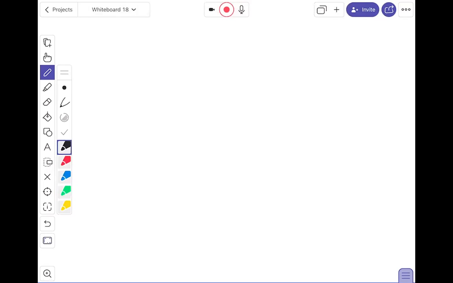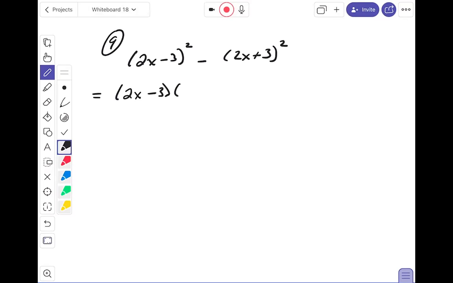And again, I'm not saying you can't do these quickly. I'm just saying if you do it quickly and you do it incorrectly, that's not a benefit to anyone. I'm going to write this down for you. 2x minus 3 squared minus 2x plus 3 squared. Well, let me write this down for you. 2x minus 3 times 2x minus 3, minus 2x plus 3 times 2x plus 3. Well, I got to do the multiplications.